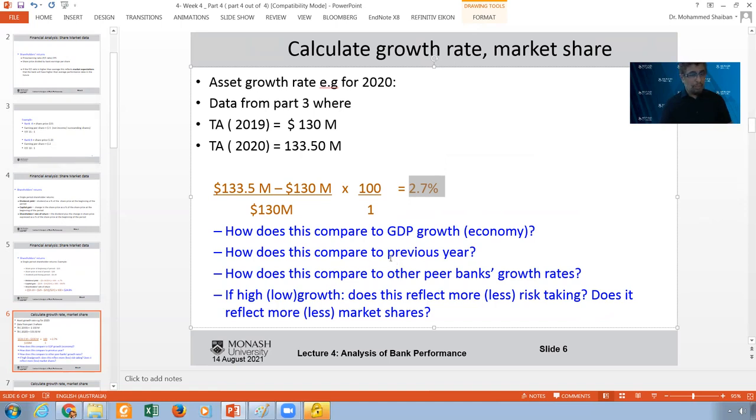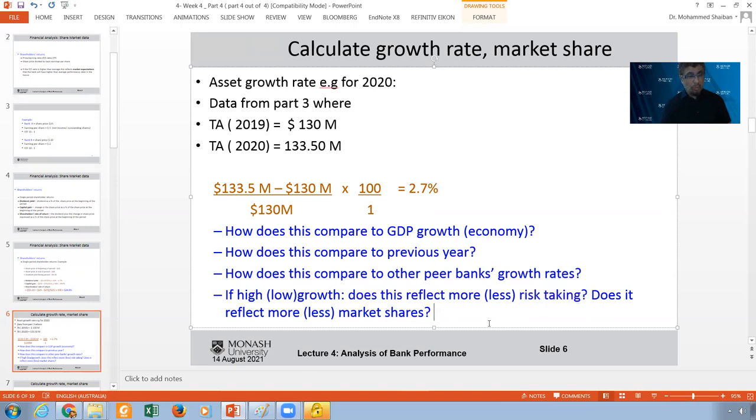And what about when we take the peer and trend analysis? We want to see our growth compared to last year and our growth compared to our peers. If growth is high or low, does this reflect more or less risk taking? Does it reflect more or less market share? So we also have to ask questions when we are growing, which means giving more assets. Are those assets okay? Do they have quality? Is it quality lending, quality loans, or is it just more and more loans to increase this growth? So we have to look at the risk.